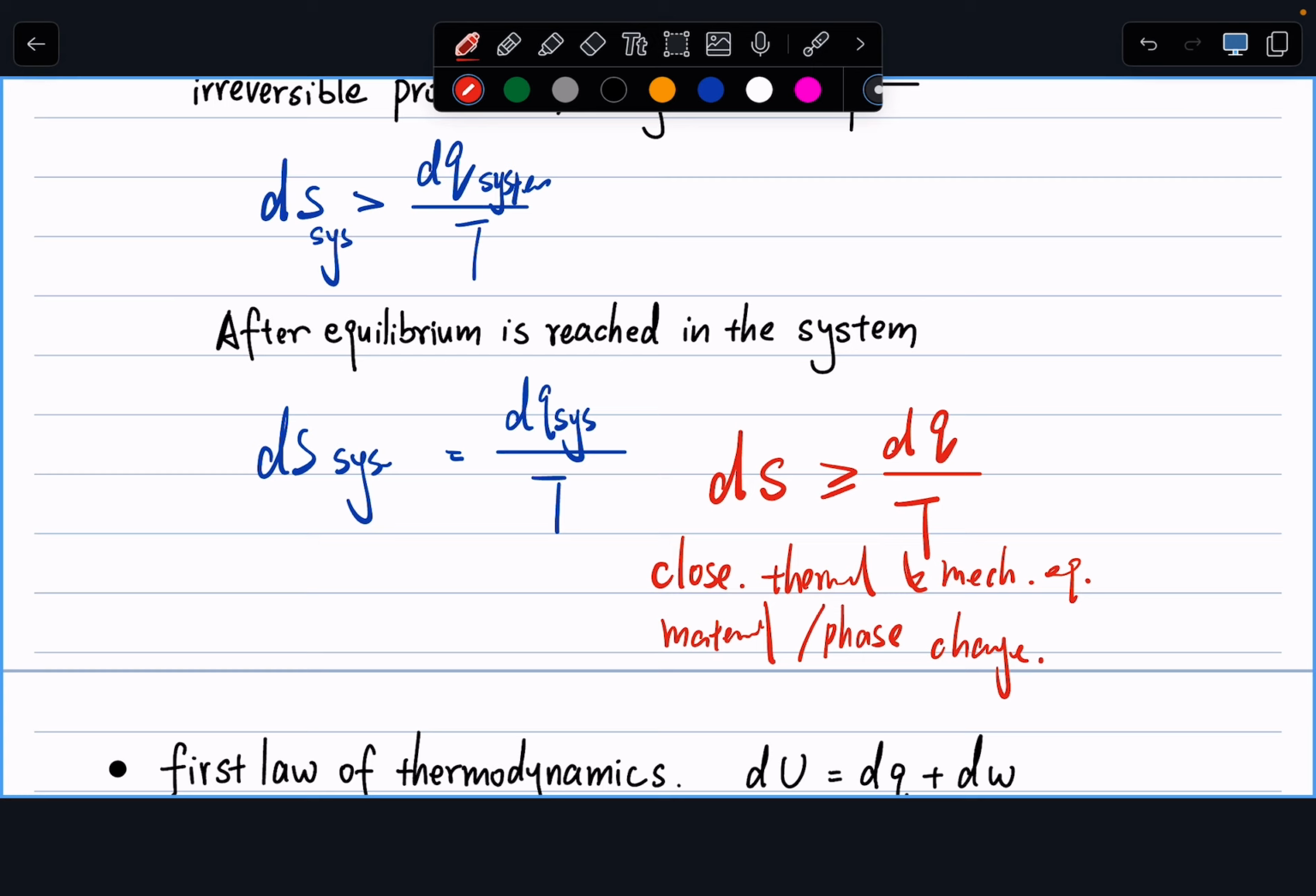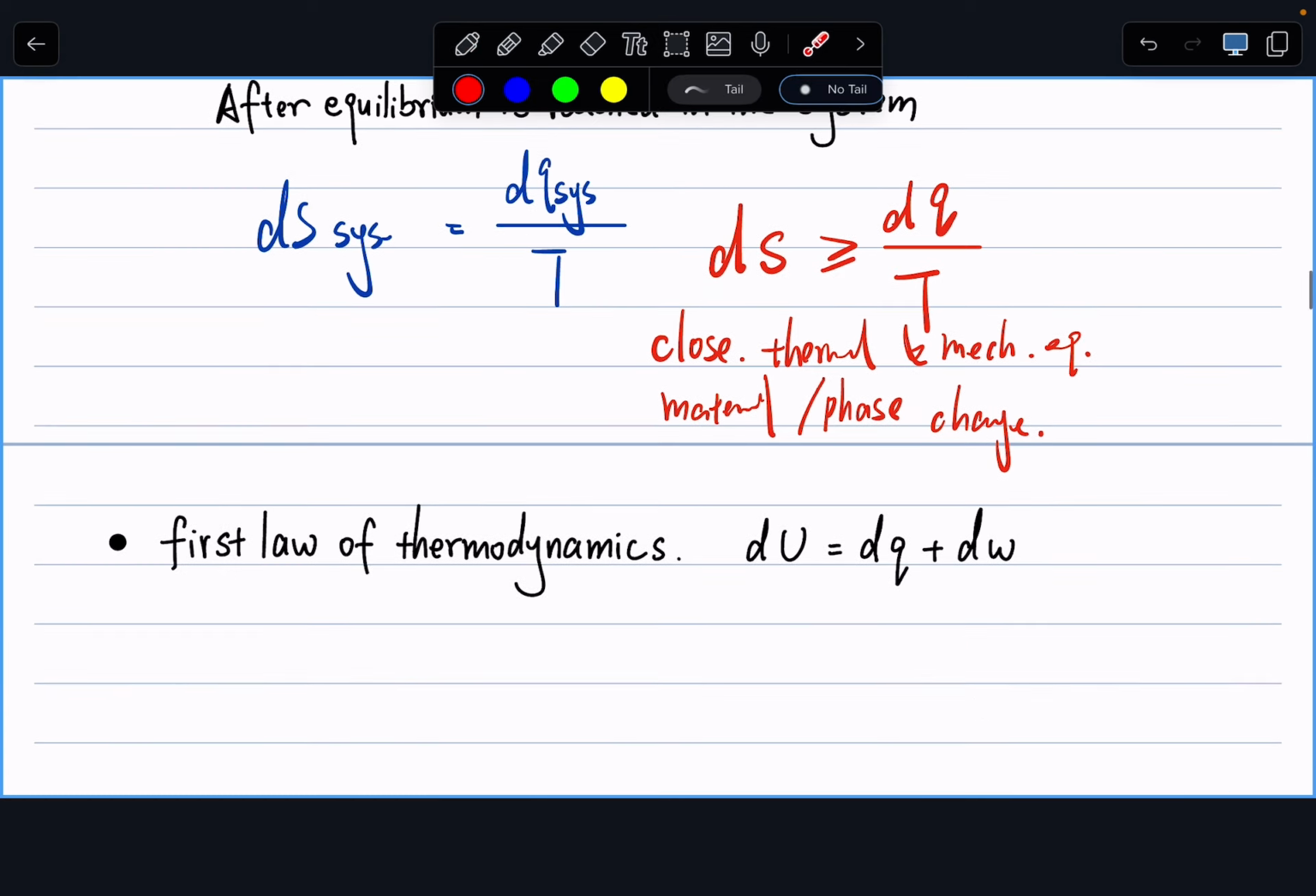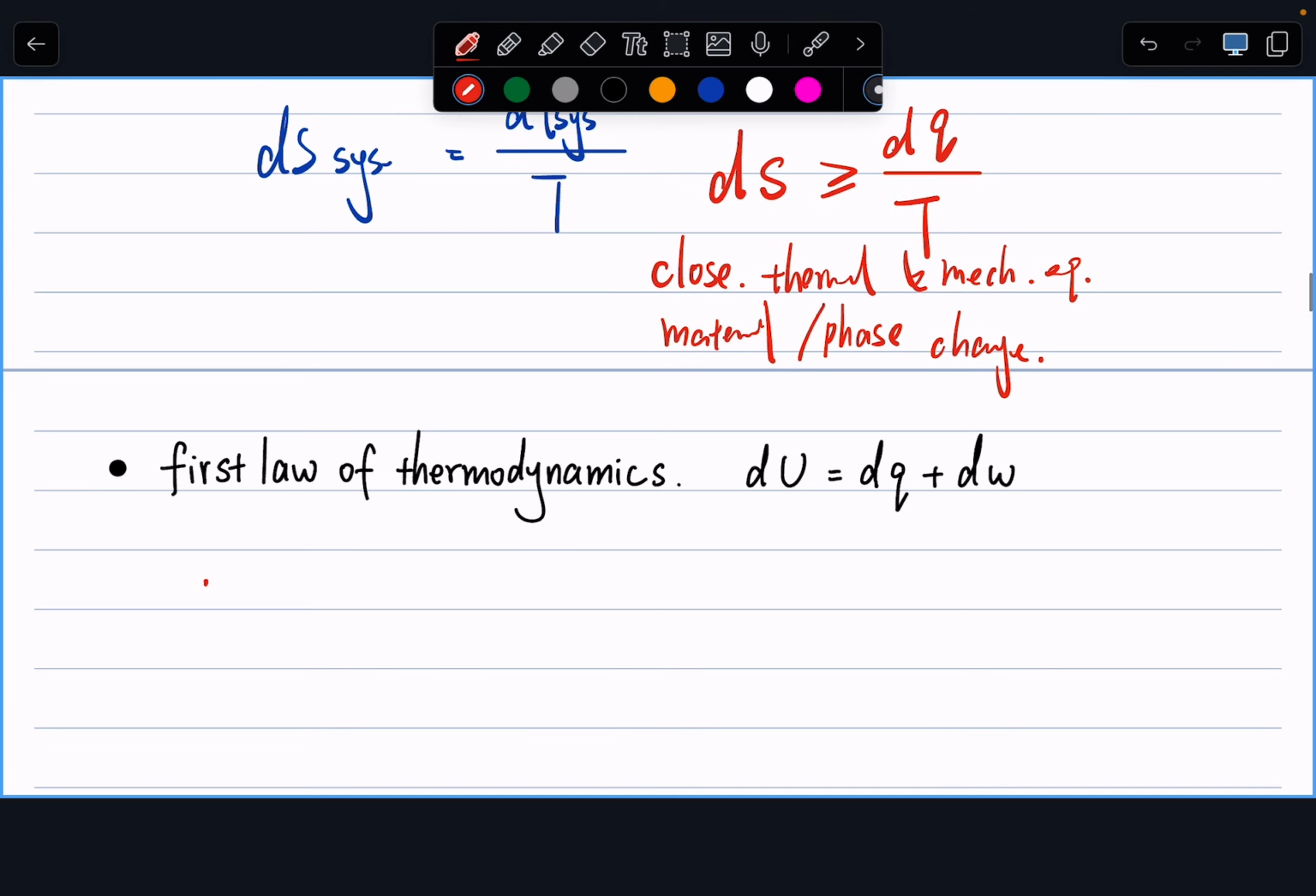So let's take this one more step further with our first law of thermodynamics, because in here we're talking about a closed system at thermal and mechanical equilibrium, at rest, no external field as normal, right? So we can use our first law of thermodynamics. If we're using that, what do we have? We have dU equals dq plus dW, so that's our first law.